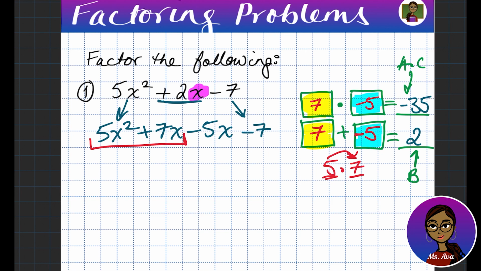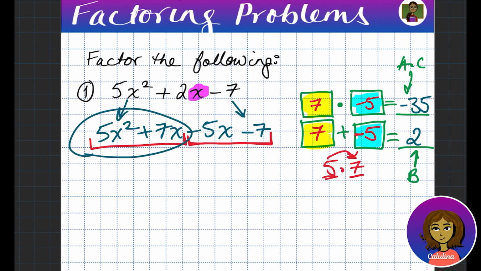So basically, you put the first group together right there, and then this is going to be a second group right here. And then out of the first group, you have to factor out the GCF. So what is the GCF over here? Is it like just x?